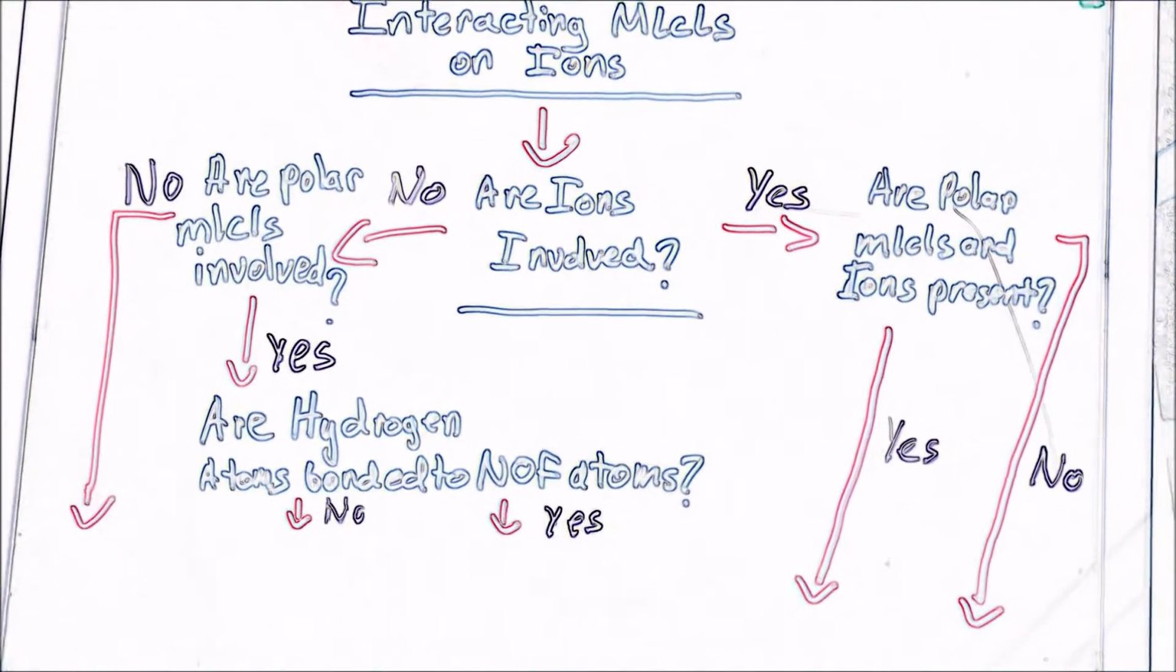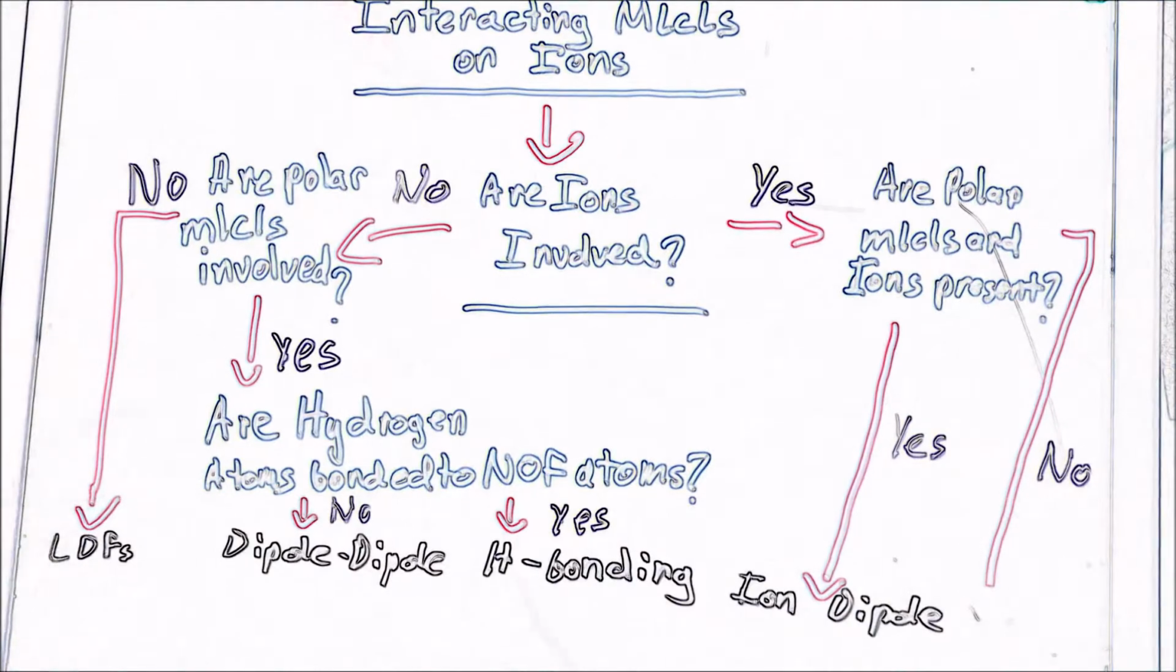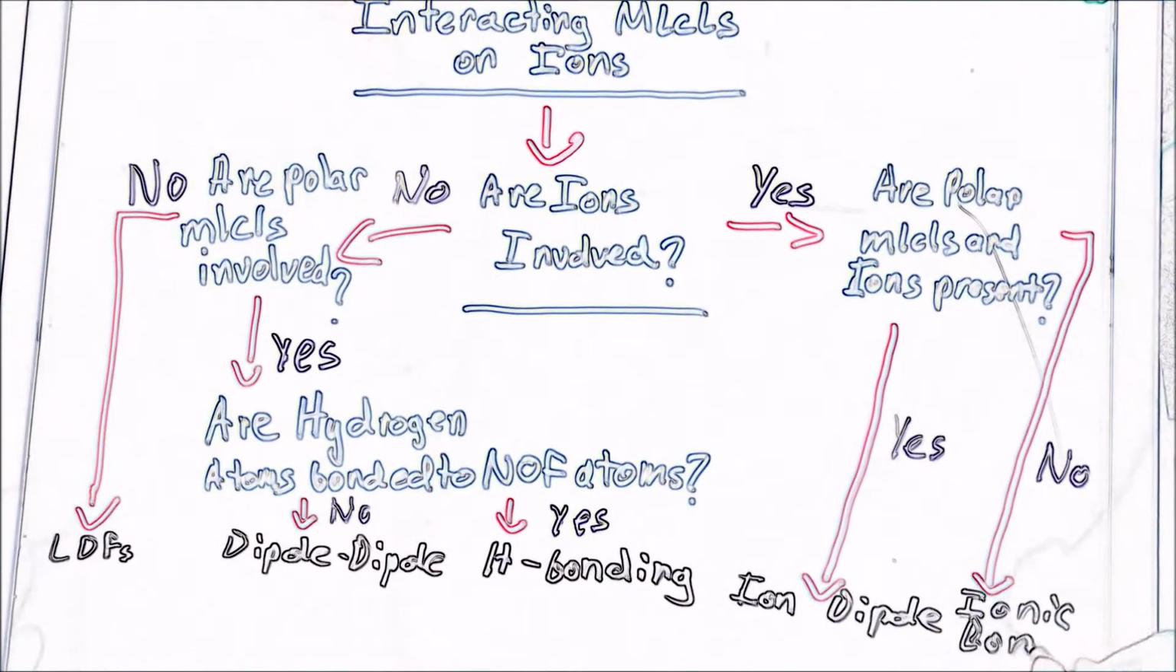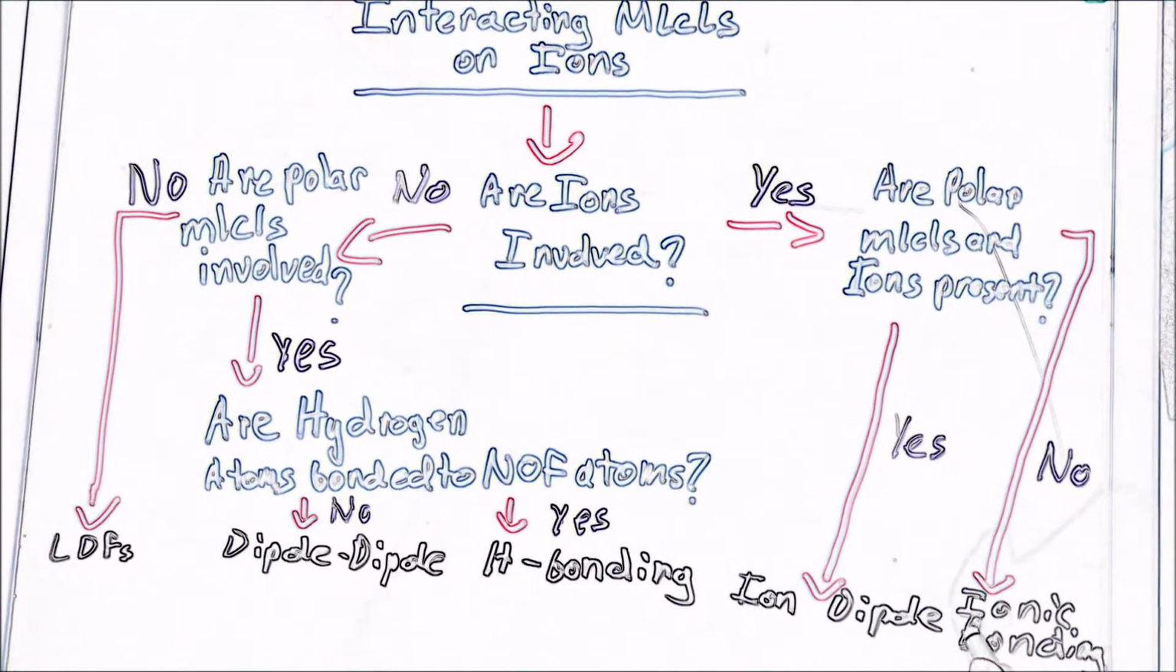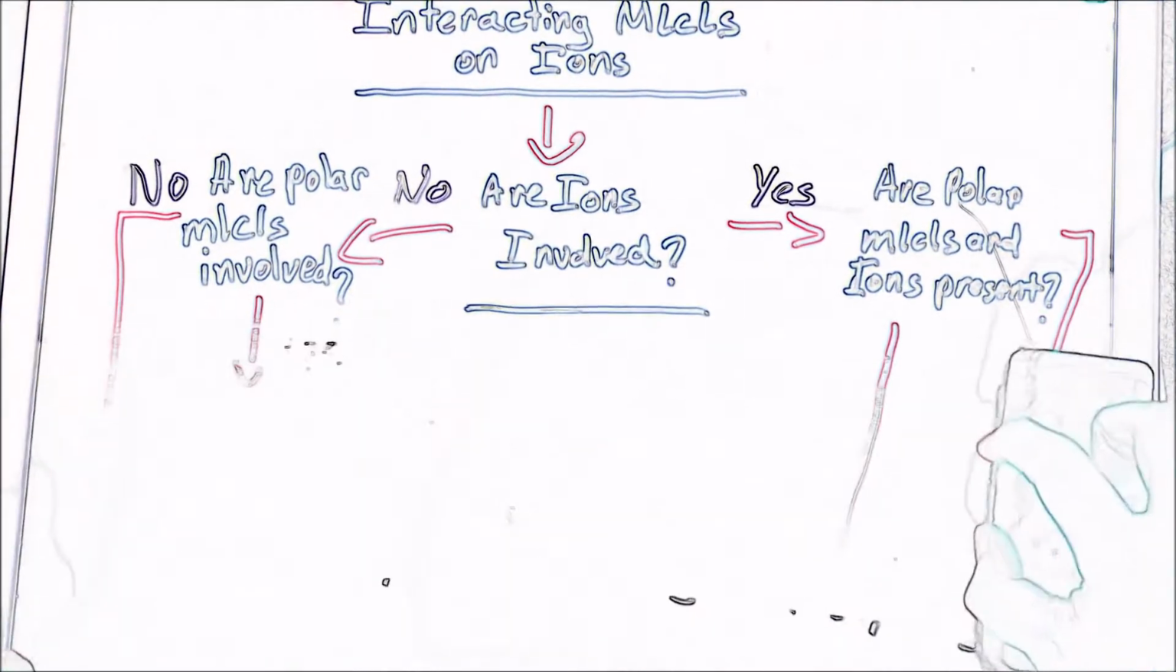If polar molecules are not involved, then they are LDFs. If hydrogen atoms are not bonded to N, O, or F atoms, they will be dipole-dipole. If they are, they will be hydrogen bonding. If polar molecules and ions are both present, then it will be ion-dipole forces. If they are not both present, then it will be ionic bonding.